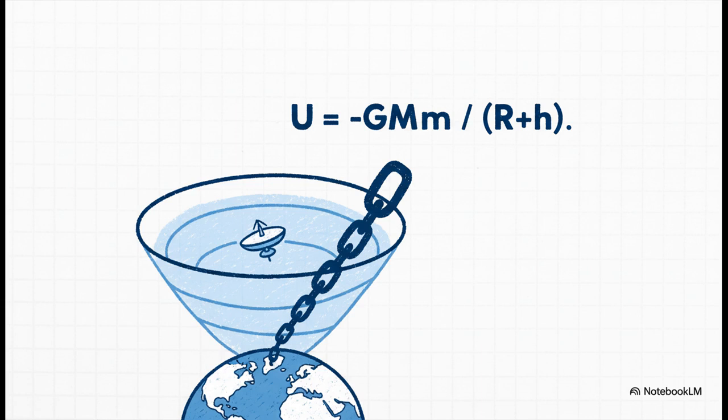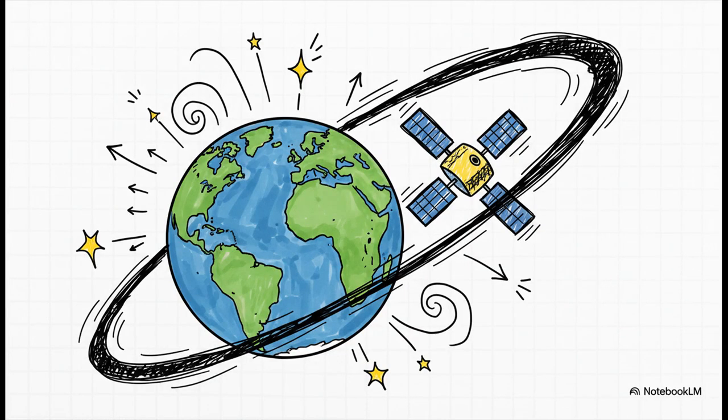And the number one most important thing you have to notice is that negative sign. It is not a typo. That negative sign means the satellite is bound to the Earth. It's stuck in what we call a gravity well, and it doesn't have enough energy to get out on its own. Next is kinetic energy. This one's easy. It's the energy of motion, so it's always positive.